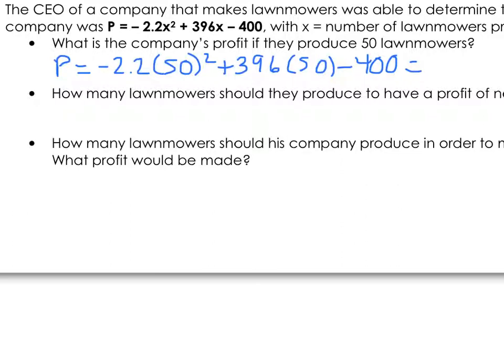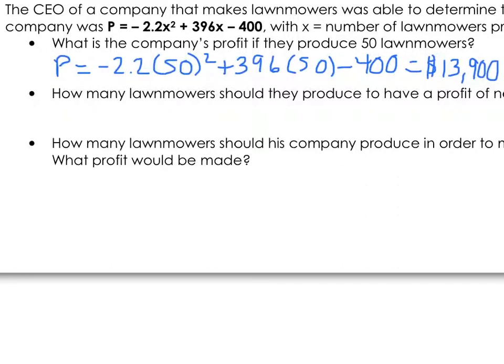Can we put that in our calculators? Negative 2.2 times 50 squared plus 396 times 50 minus 400. $13,900.